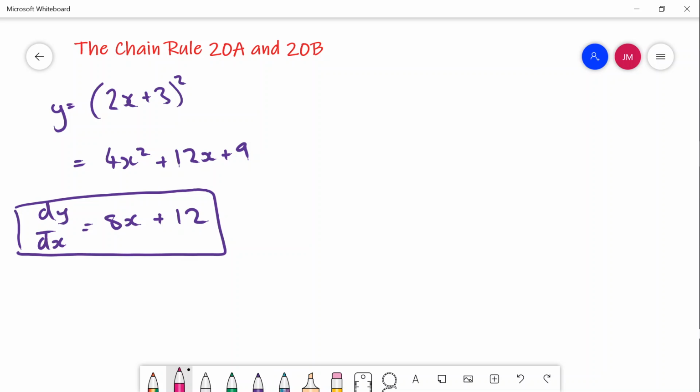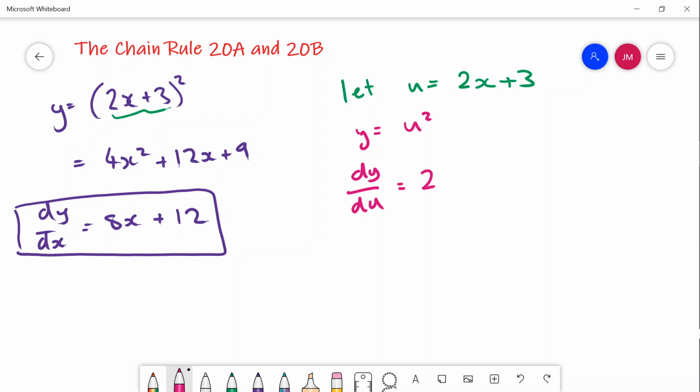Let's look at another technique that will help us when we have a higher power than 2. So, for the chain rule, we put what's inside the bracket, what's been raised by the power, so in this case it's 2x plus 3, we set that equal to a new variable called u. So if I let u equal 2x plus 3, then this original equation would become y equals u squared. And the derivative, dy/du, would be equal to 2u.